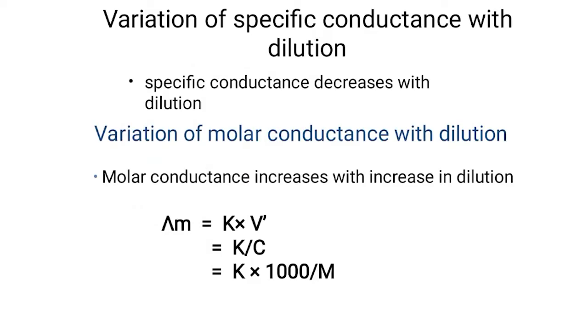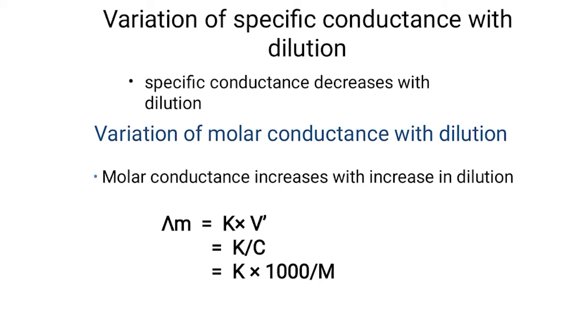Next is variation of specific conductance with dilution. The specific conductance of an electrolyte solution decreases with dilution. So we know what specific conductance is. Specific conductance of an electrolyte solution is the conductance of unit volume of the solution kept between two platinum electrodes with unit area of cross-section and kept unit distance apart.